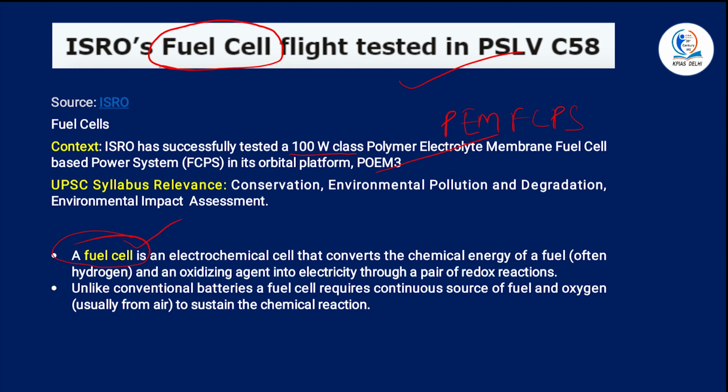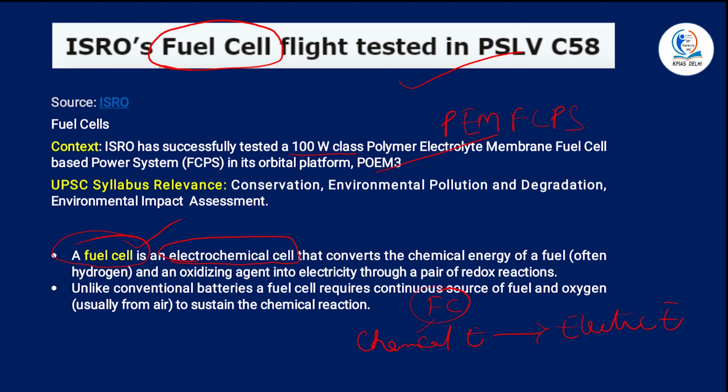So what is a fuel cell? It is basically a galvanic cell, you can say in simple terms. It is a galvanic cell, which is also known as an electrochemical cell. The major purpose of a fuel cell is that it basically converts chemical energy into electrical energy. That is the purpose of a fuel cell.